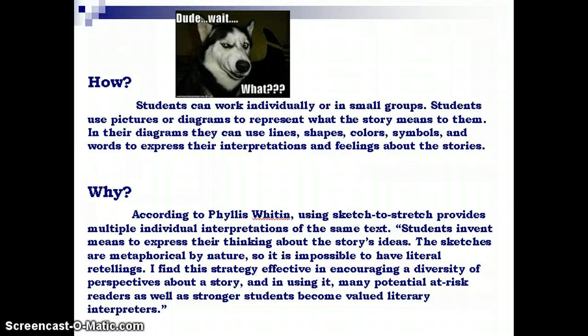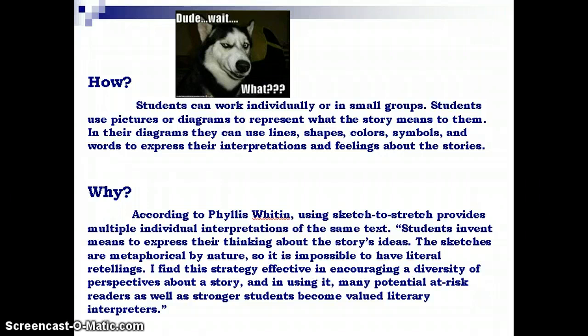Students can work individually or in small groups. Students can use pictures or diagrams to represent what the story means to them. In their diagrams, they can use lines, shapes, colors, symbols, and words to express their interpretations and feelings about the story. Well, you might be saying also to yourself, why wouldn't you just talk about it, discuss it together?